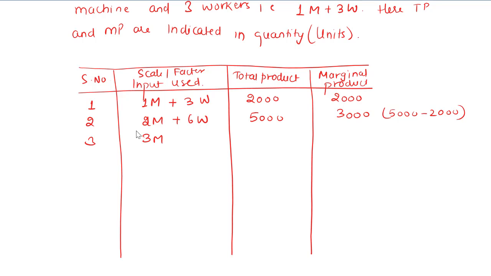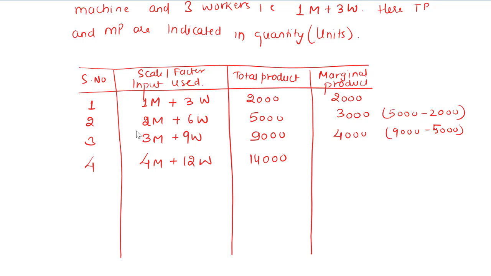When you use 3 machines and 9 workers, the total product is 9,000 and the change is 4,000. That means 9,000 minus 5,000 equals 4,000. When you use one more machine and 12 workers, the total product rises to 14,000 and here the marginal product is 5,000. 14,000 minus 9,000 is 5,000.